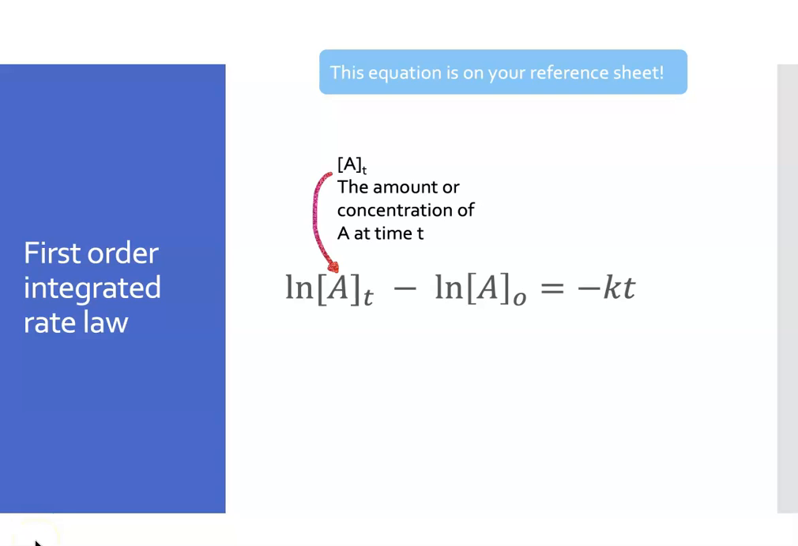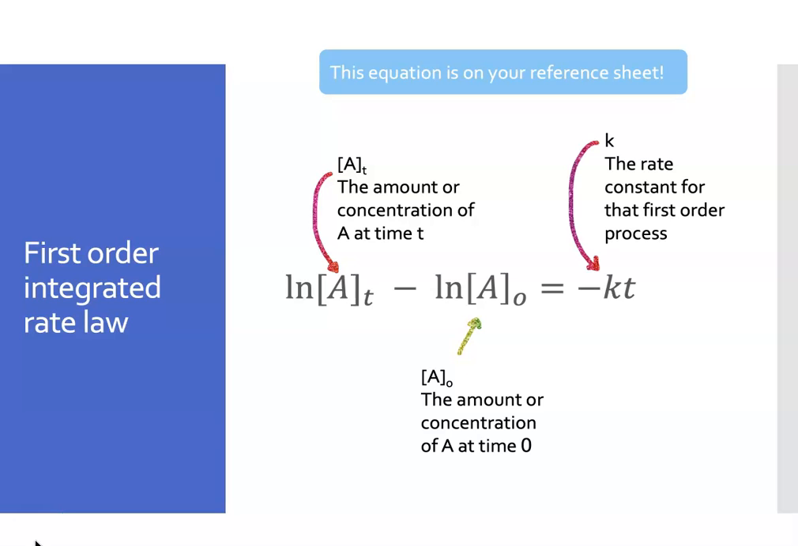ln of A_t means the amount or concentration of substance A at time t, and then we have to take the natural log of that. The second part of the equation is ln of A naught. A naught is the amount or concentration of substance A at time 0. And of course, we take the natural log of that.